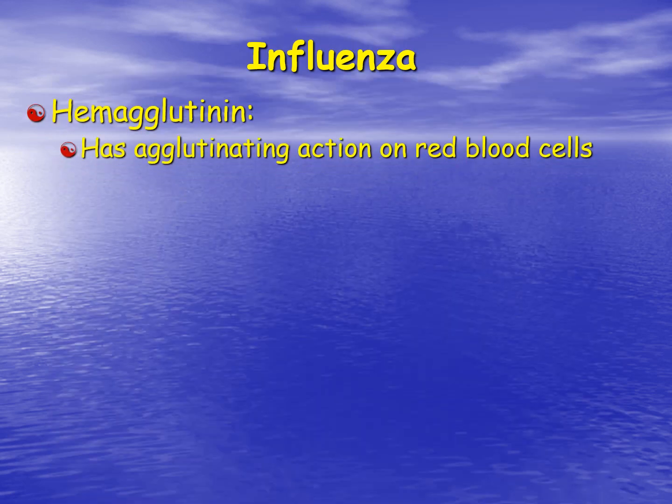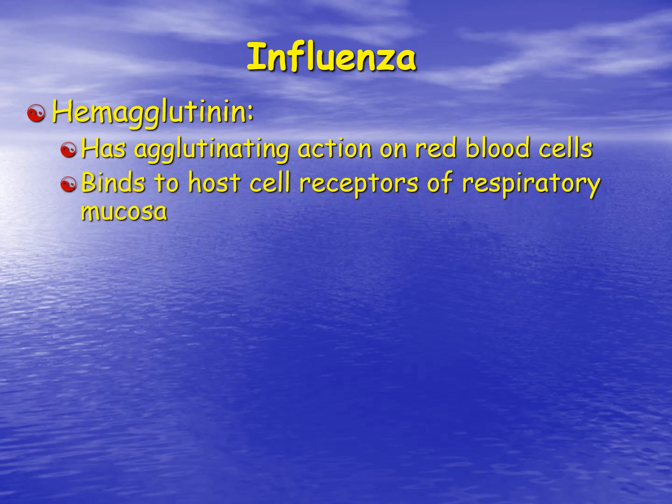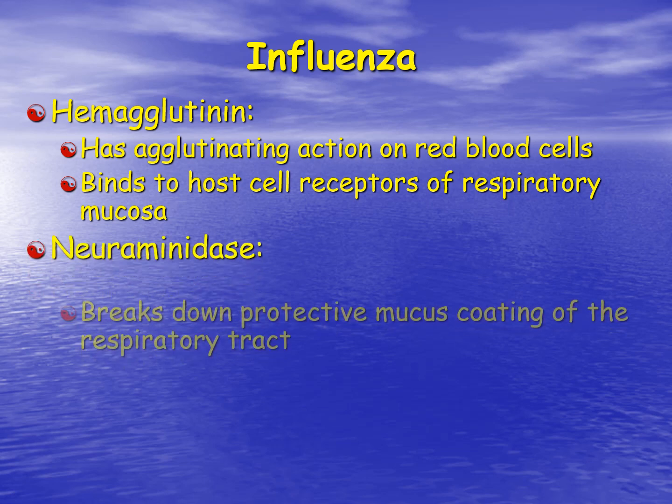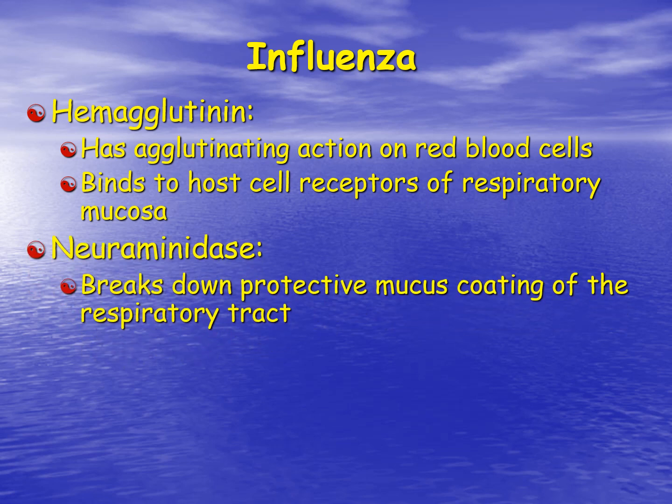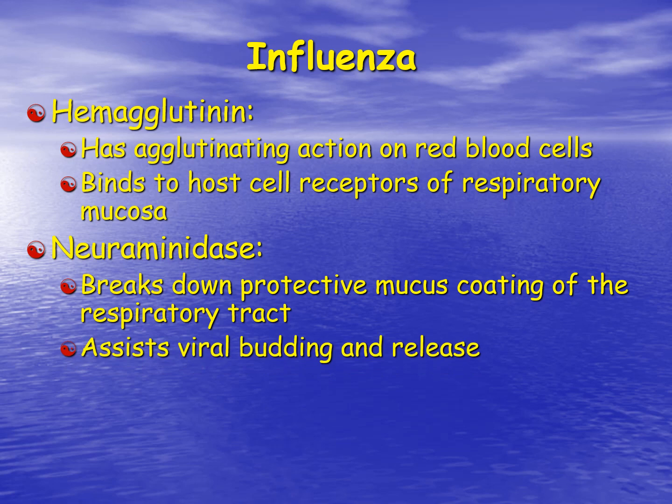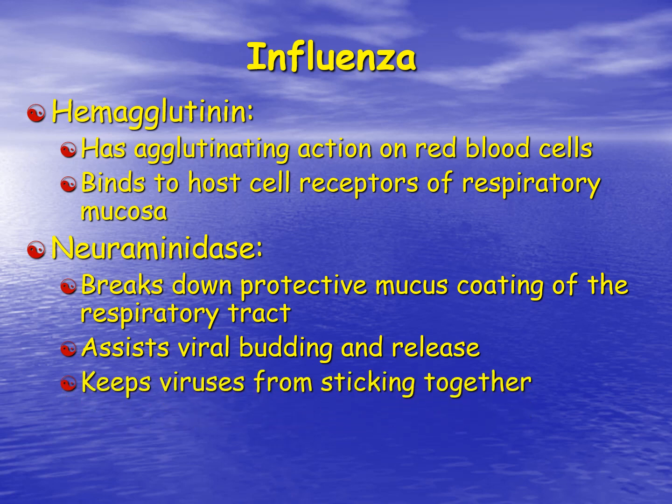The hemagglutinin has agglutinating actions on the red blood cells and binds to host cell receptors of the respiratory mucosa. The neuraminidase breaks down the protective mucus coating of the respiratory tract, again to allow for adhesion of the influenza virus. And this may also assist in viral budding and release of the virus from the epithelial cells. It keeps the viruses from actually sticking together to each other and participates in the host cell fusion.